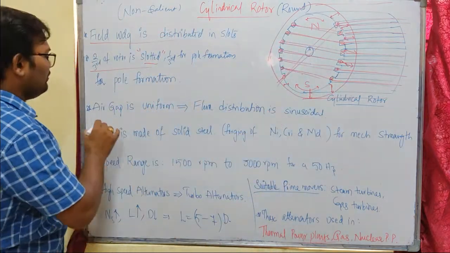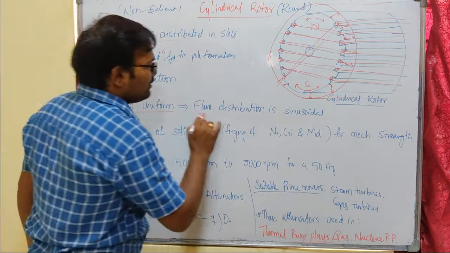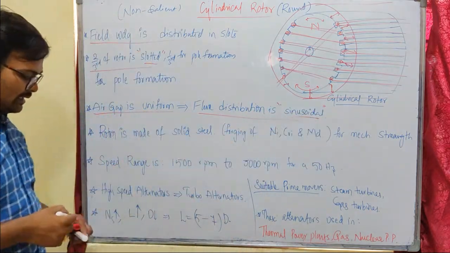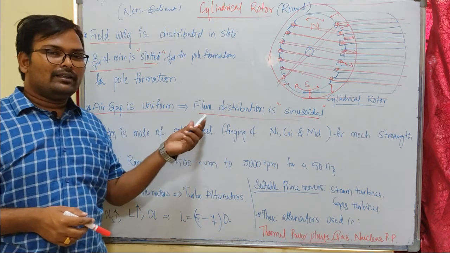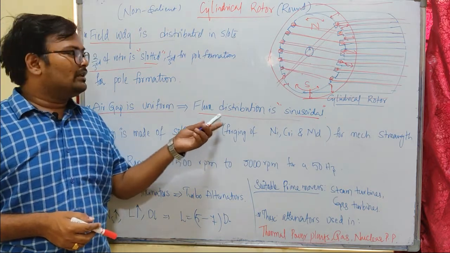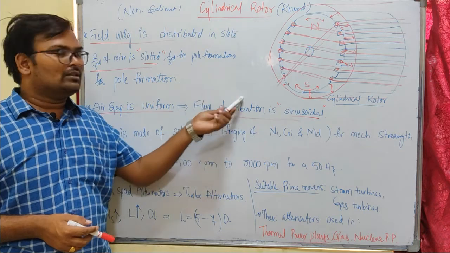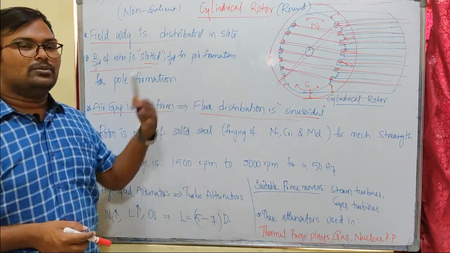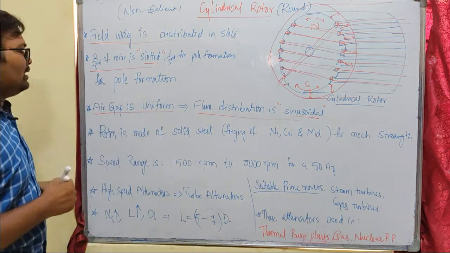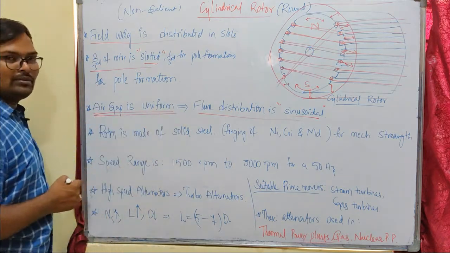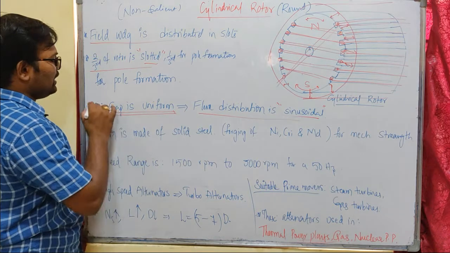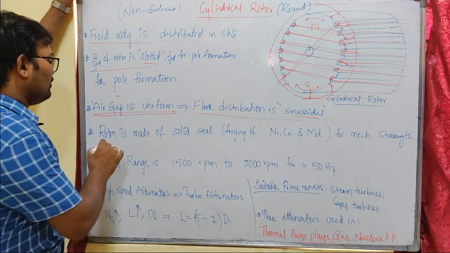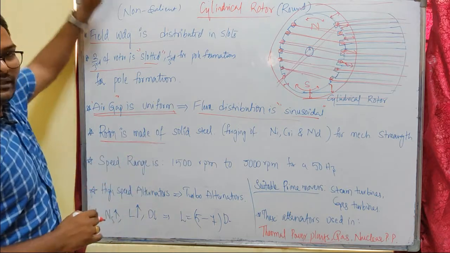That means a uniform air gap will be there, which will result in uniform flux distribution, that is, sinusoidal flux distribution is possible. In salient poles we do not have this sinusoidal flux distribution due to the poles projected outwards, so we can use chamfered poles to have improved flux distribution in a salient pole machine. But here there is no problem with non-uniform flux distribution, because the uniform air gap will make the flux distribution sinusoidal.